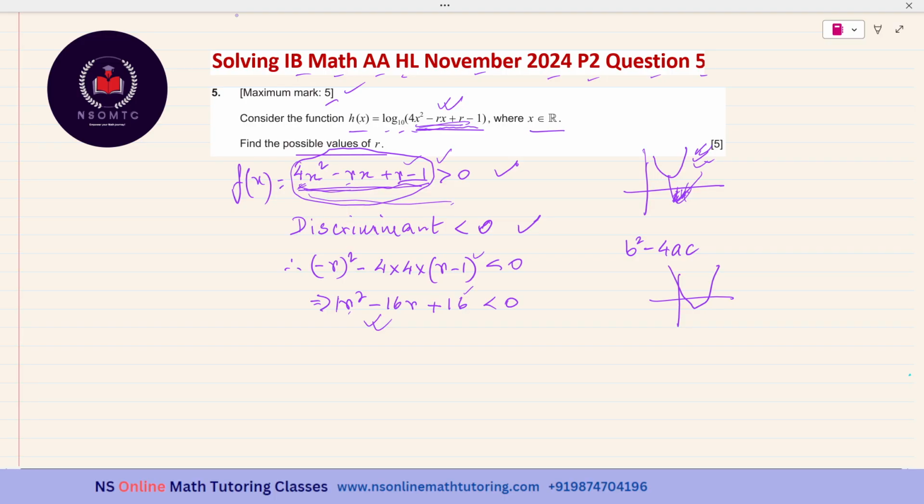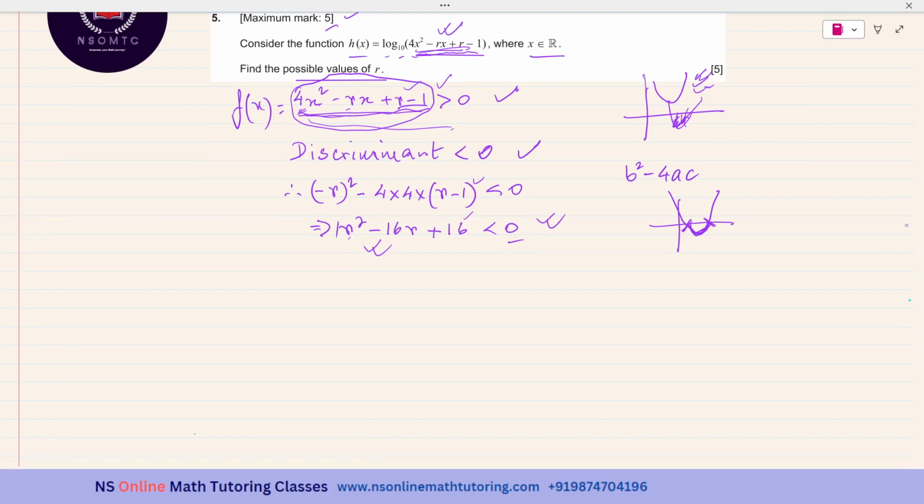And we need the r values for which this expression is less than 0. So we are interested in this portion. We need to know these two zeros. The r values between these two zeros will be the solution for this inequality. Clear? We have r squared minus 16r plus 16. I do not feel that it can be factorized. Let us use the quadratic formula.